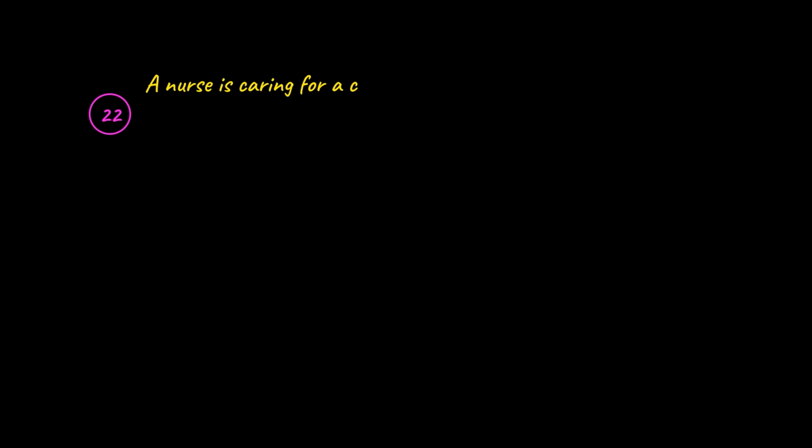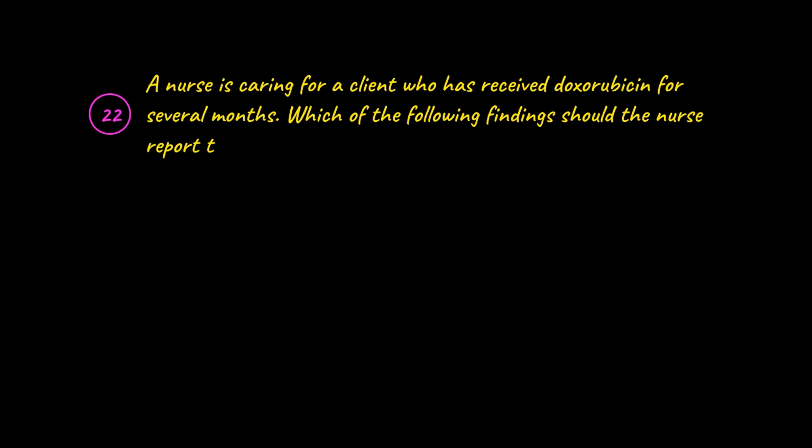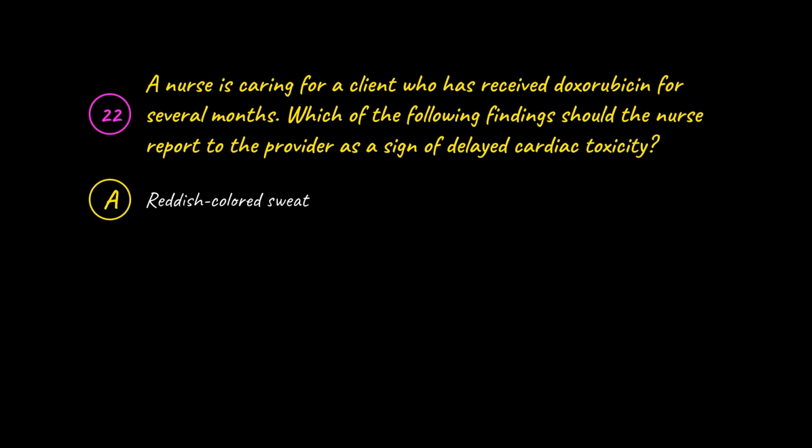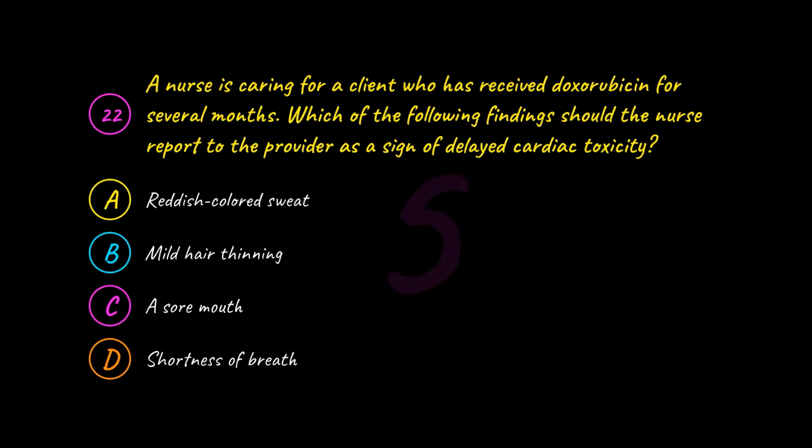Question 22. A nurse is caring for a client who has received doxorubicin for several months. Which of the following findings should the nurse report to the provider as a sign of delayed cardiac toxicity? Your options are A. Reddish-colored sweat, B. Mild hair thinning, C. A sore mouth, D. Shortness of breath. Which would you go with? Lock it in before the reveal.